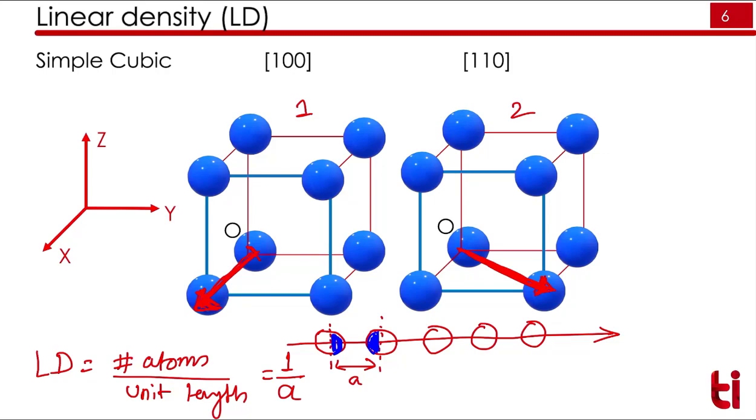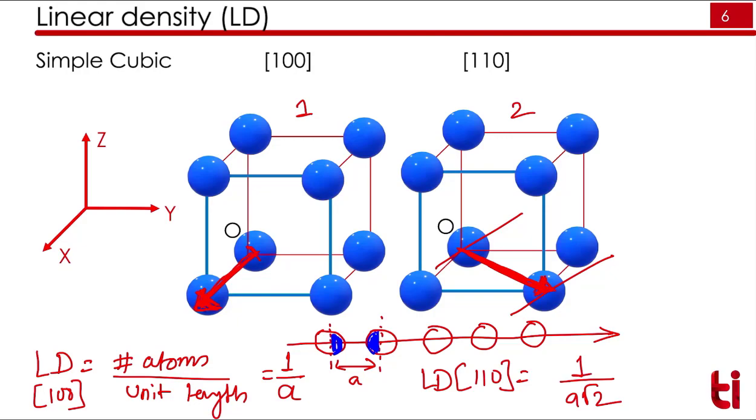Again for 110, the answer will be the same. This is the unit length. This is for 100. If we measure the linear density along the 110 direction, the unit length is a root 2 and the number of atoms is equal to 1.